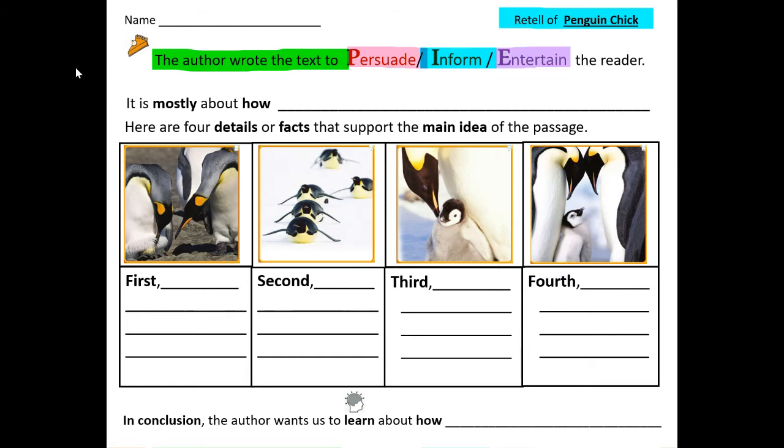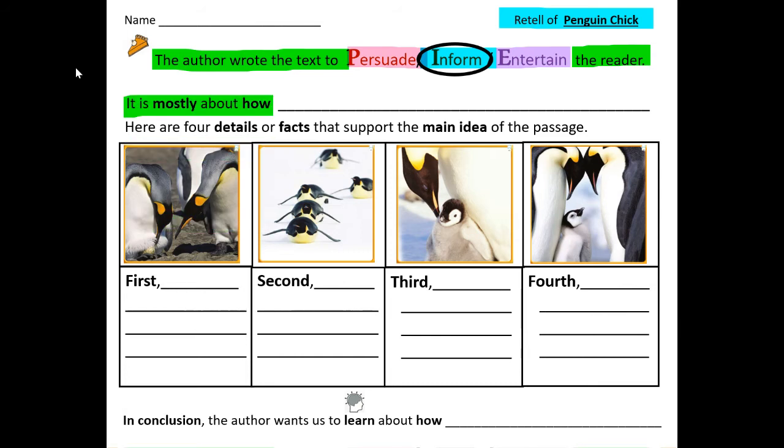Or did the author write the text to entertain the reader? Tell a silly story or a funny story about penguins. So why did the author write the text? Persuade, inform, or entertain? Well, the author wrote the text to inform, to give us information about how parents work together to take care of their chick.